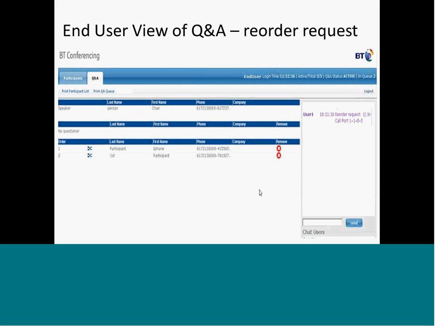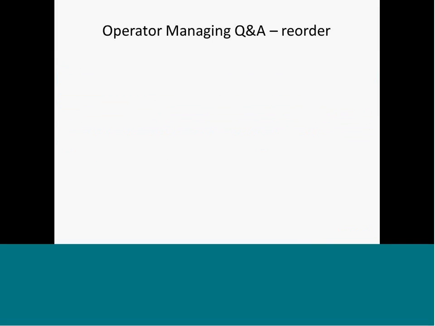Let's look at how to request to reorder the Q&A queue. So, for example, if the end user wants one attendee to ask their question, but they're listed third, they would just click on the blue icon, as shown. As the icon is clicked, an automatic text message is sent to the BT operator and shows a chat window to confirm the request.